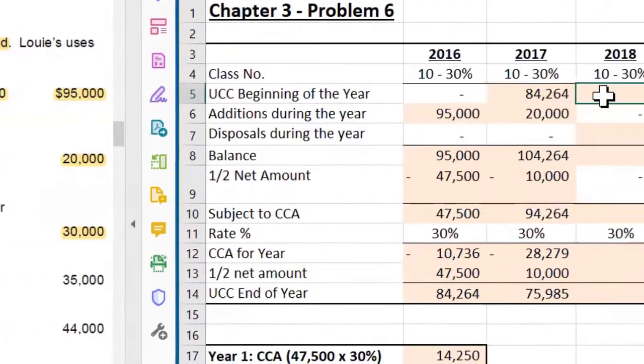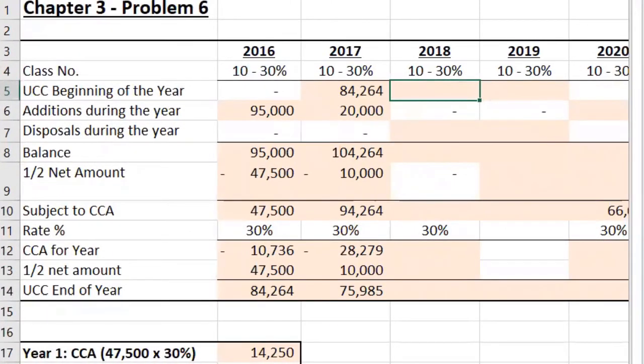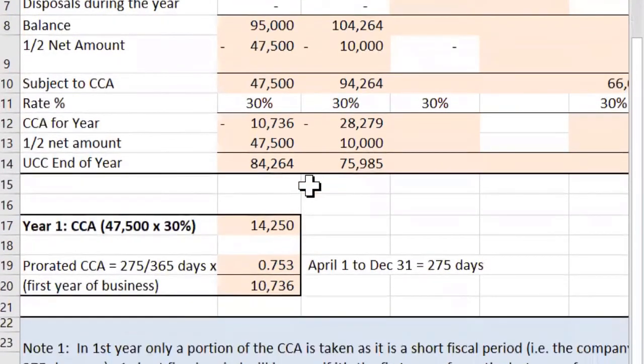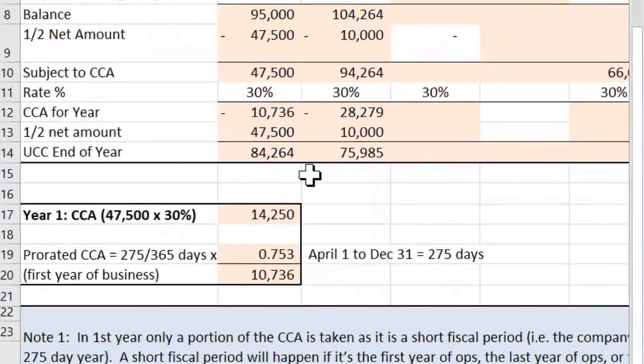So when we are going to remove an amount from the pool, let's just carry forward our balances first. So we go over here to 2018. We have an opening balance, which was the same as the closing balance of $75,985. We have no additions during this year, but we do have disposals during the year. Now, how are we going to figure out those disposals? I made a little comment on it down below, but what we take out of the pool is the lower of cost or proceeds.